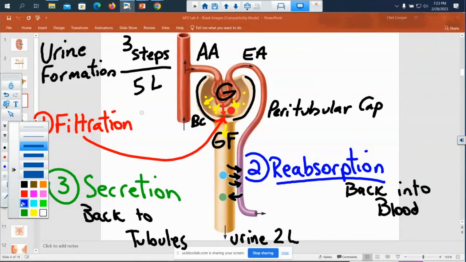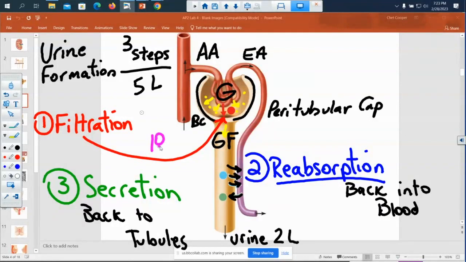You ready to be crazified here? 180 liters. 180 liters. That is a lot. Of what? Yeah, GF, glomerular filtrate. That's a tough one. Glomerular filtrate. Wow. They say the average person makes 180 liters of that a day.